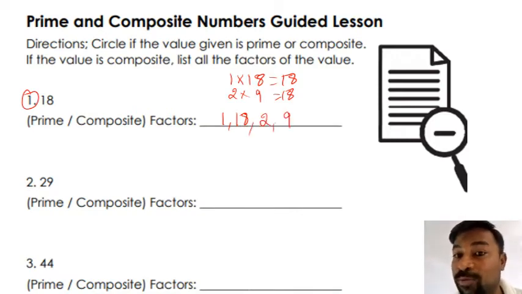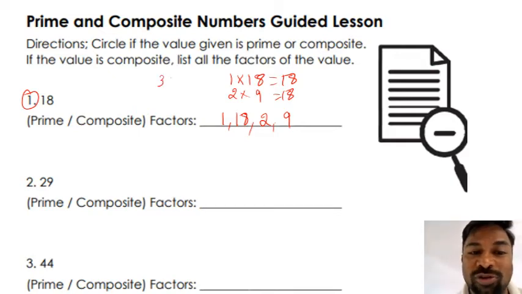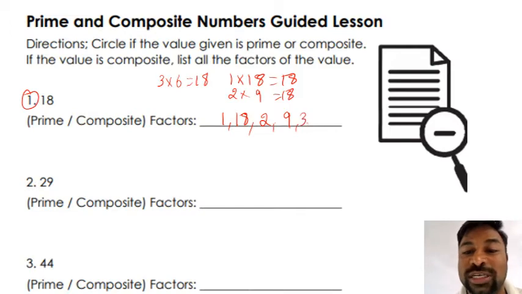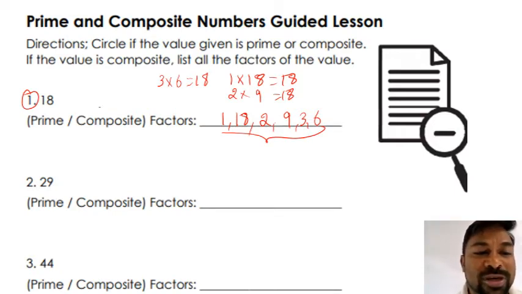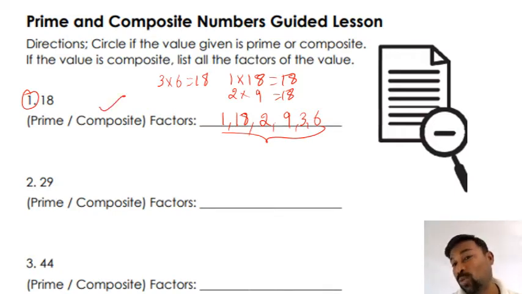Shall I go for one more? Yes, you can go for 3 6s is equal to 18. So shall I say 3 and 6 are also factors? Yes, 3 and 6 are also factors. So how many factors did we get? More than 2. If we are having more than 2, what do you say, prime or composite? It's nothing but a composite number. So here 18 is a composite number. Why? It is having more than 2 factors.